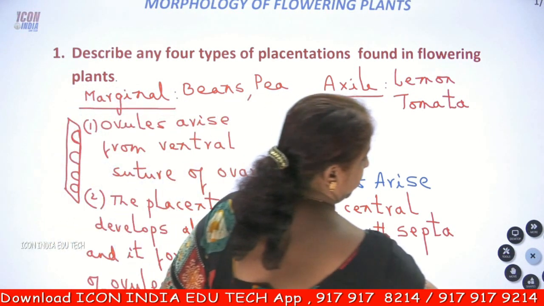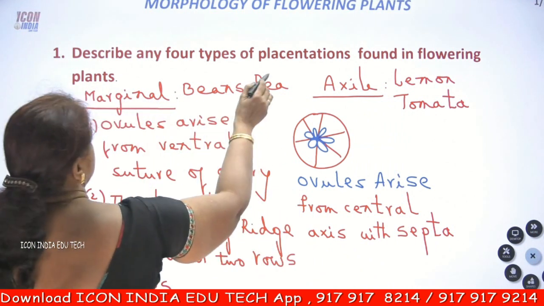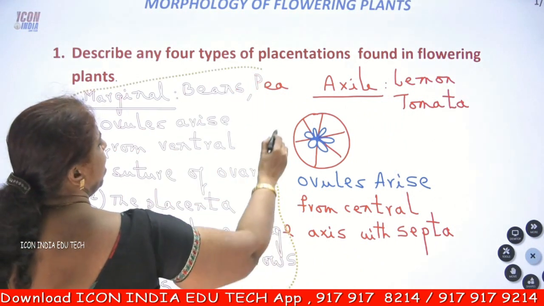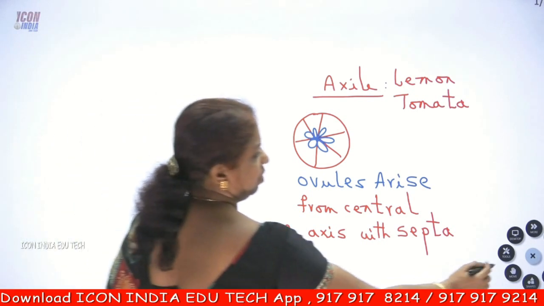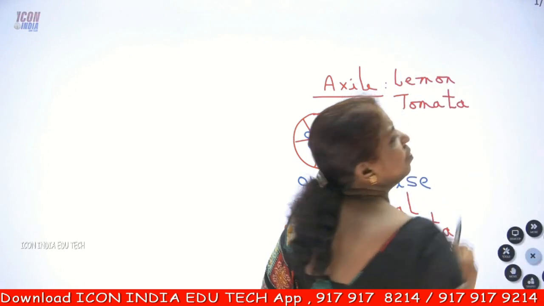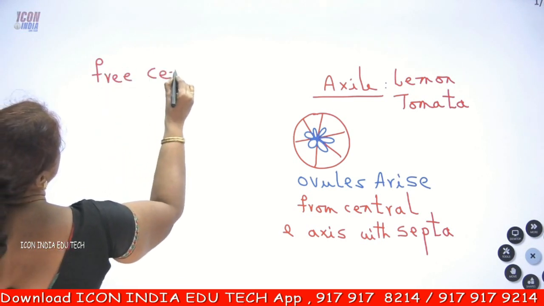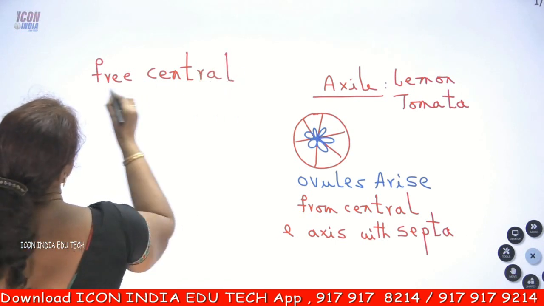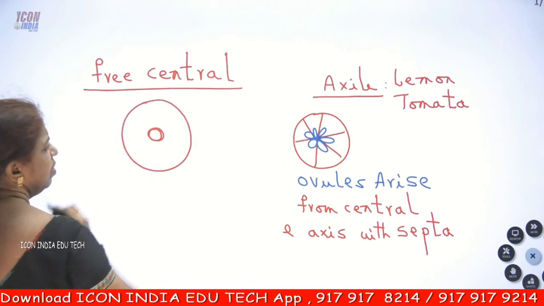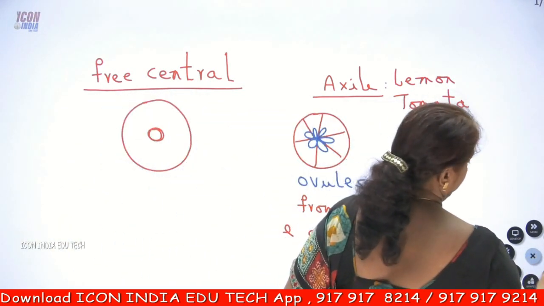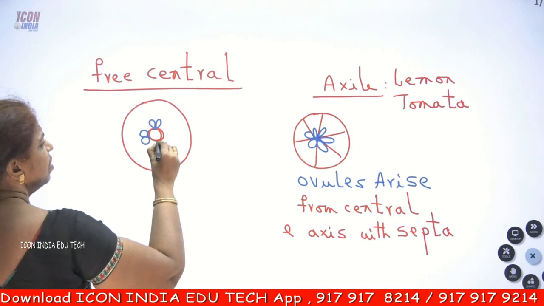The next placentation is precentral. Look at that. Here the ovules arise from the central axis without septa. See that. The ovules arise from central axis without septa.